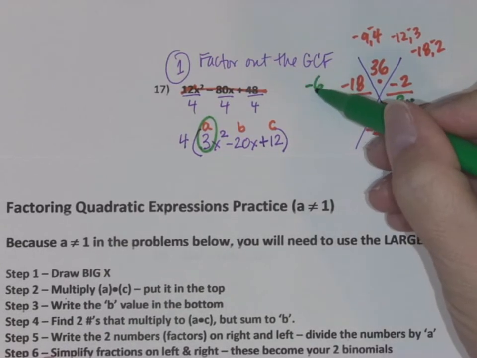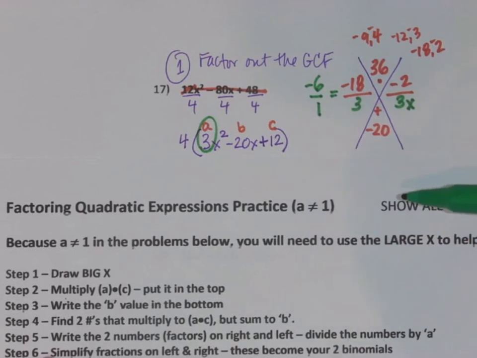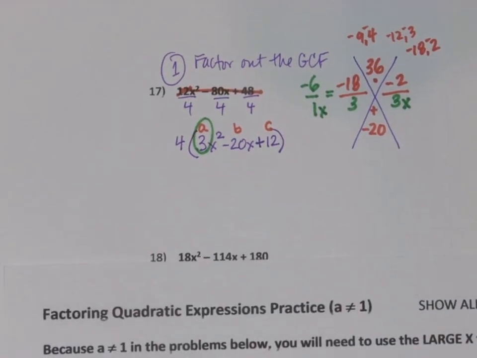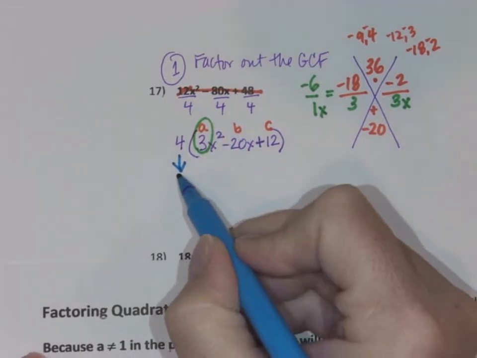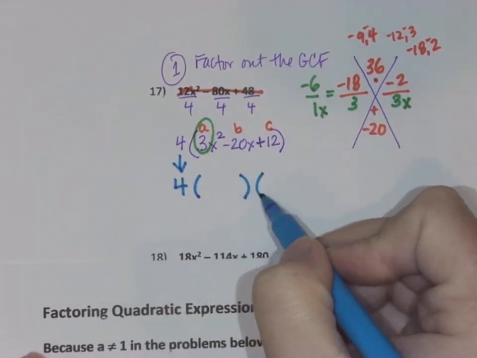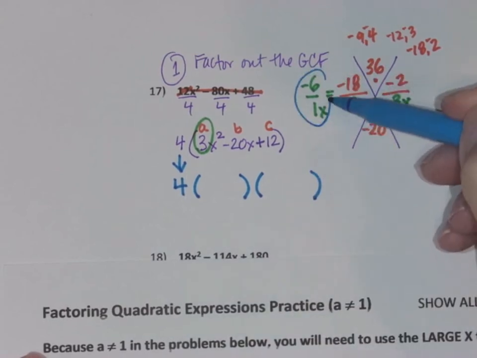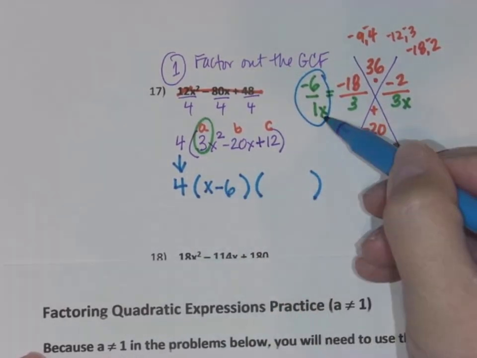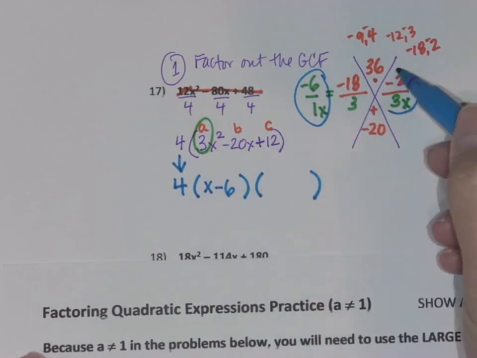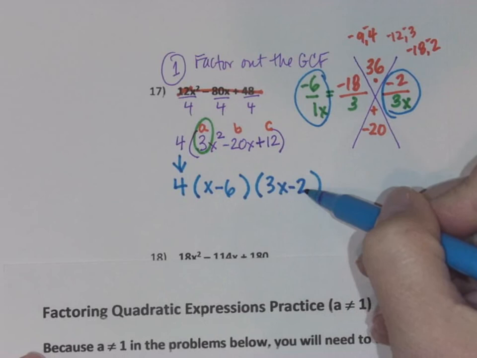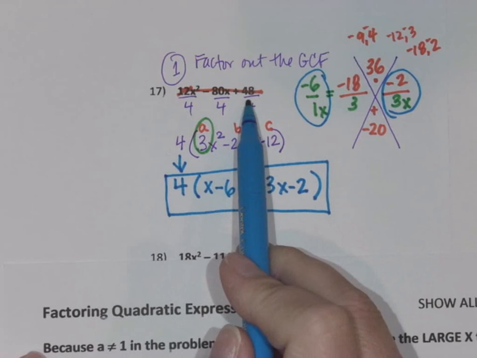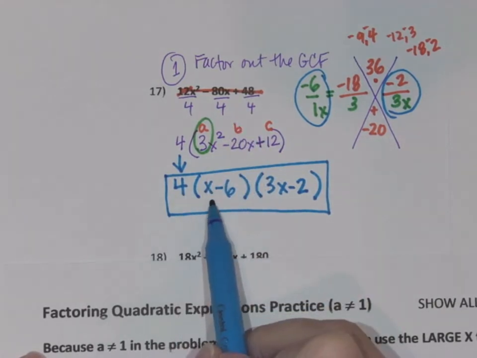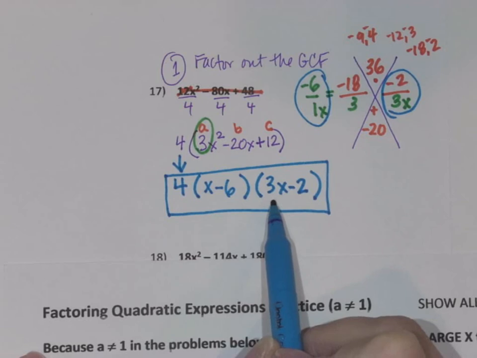This one can be simplified because 3 goes into 18 6 times. That's going to end up having my variable there. Now, remember when you finalize your answer that 4 is still part of our final answer. 4 is the GCF, so we're going to keep that as part of our final answer. And we're just going to take this and turn it into a binomial, x from the denominator, negative 6 from the numerator, and this is going to be our 3x minus 2. So our final answer for the factors of the original expression is going to be 4 times the binomial x minus 6 times the binomial 3x minus 2.